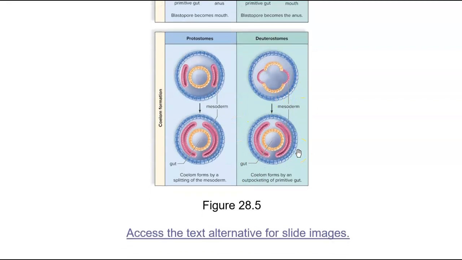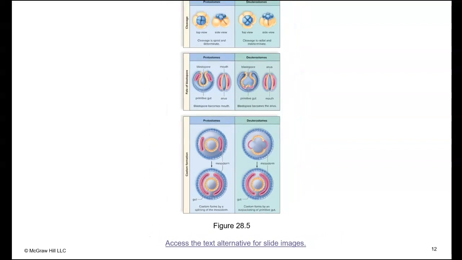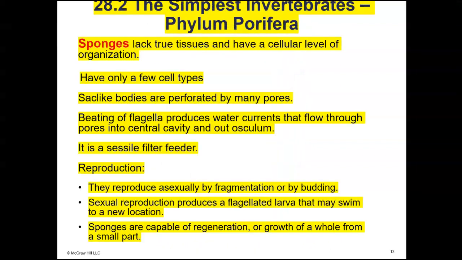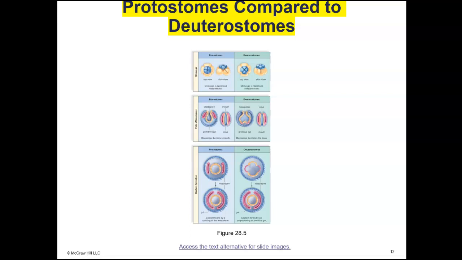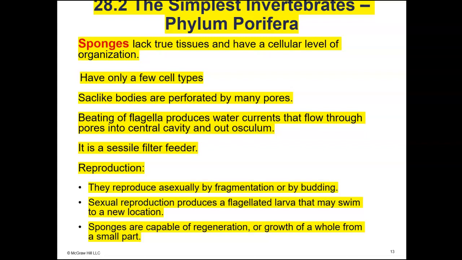So mainly, just to make sure that you know, the primary differences are more than likely the only thing you're going to be asked: that in protostomes, the mouth forms first, and in deuterostomes, the mouth forms second, the anus forms first. Those are most often the questions that are asked.